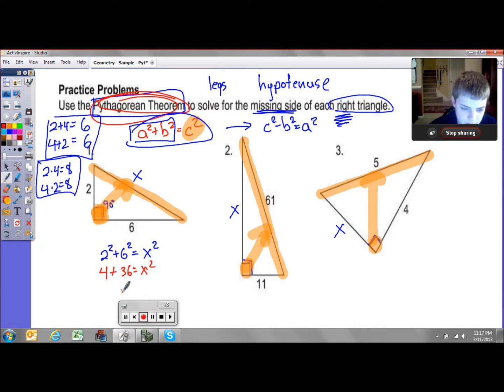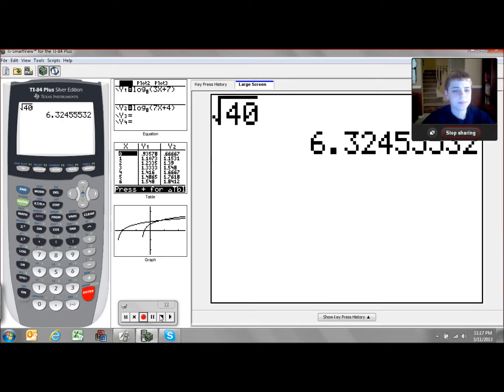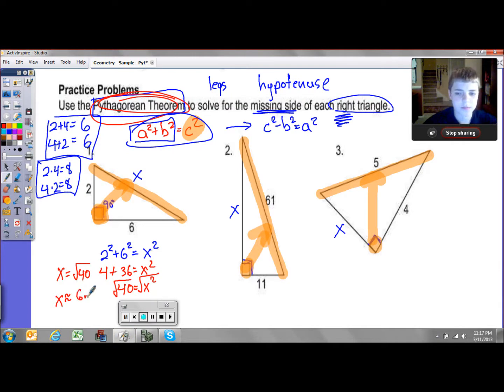So now what do I write? You would do 40 equals x squared, and then you would have to square root each side. Good job. Square rooting both sides gives us x equal to the square root of 40, or as a decimal answer, which your teacher may ask for, you put the square root of 40 into your calculator and get approximately 6.3. So as an answer here, you could put 6.3 or the square root of 40.